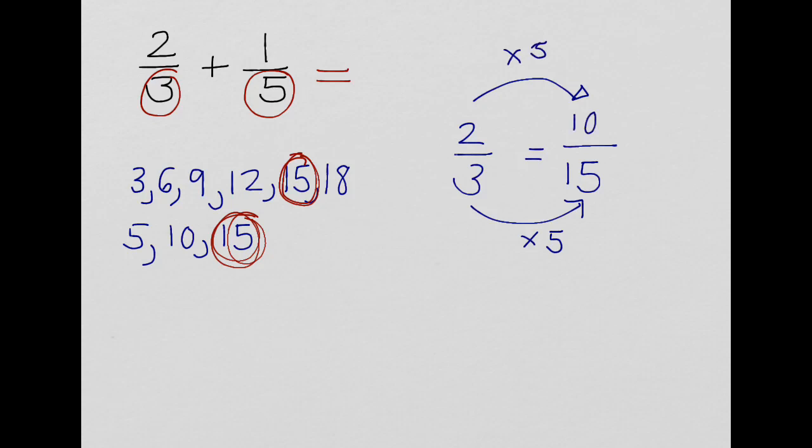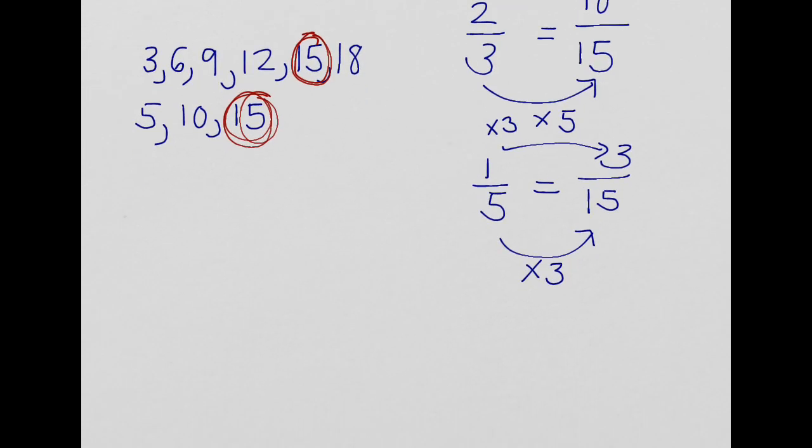I get 10/15. Now 1/5 I need to make again. My denominator is going to be 15 because that is my new common denominator. I multiply from 5 to 15, I'm multiplying by 3, and from 1 to 15 I multiply by 3, so this is 3/15.